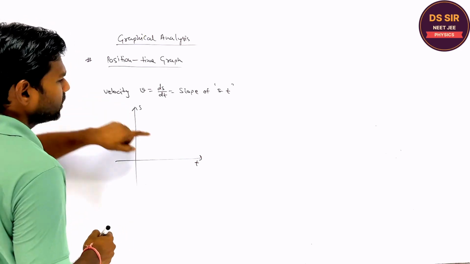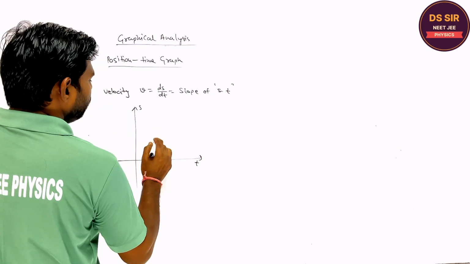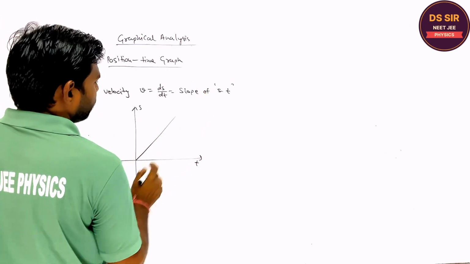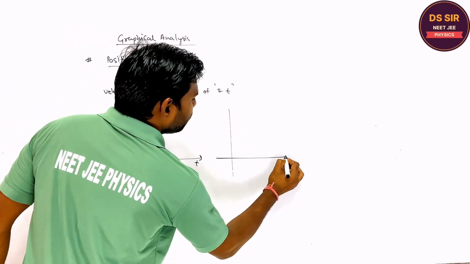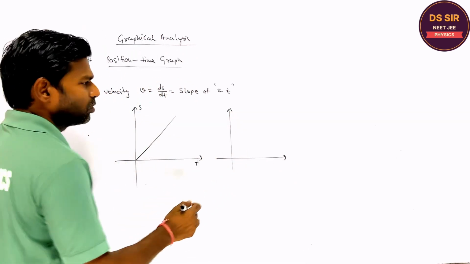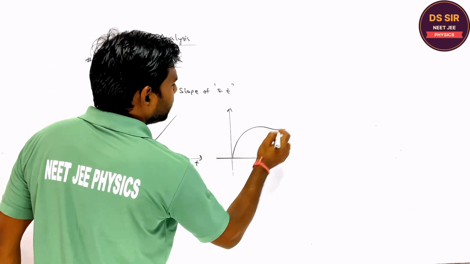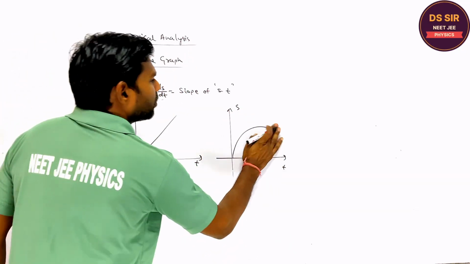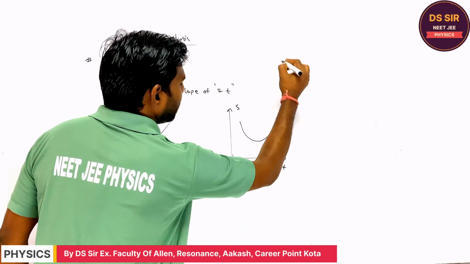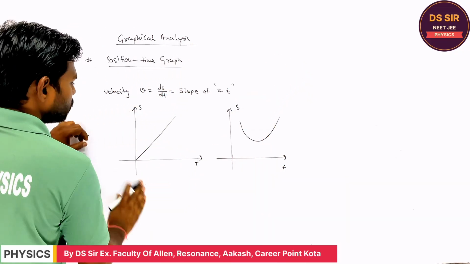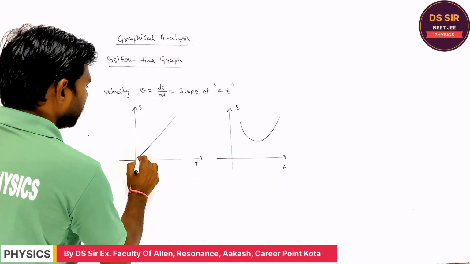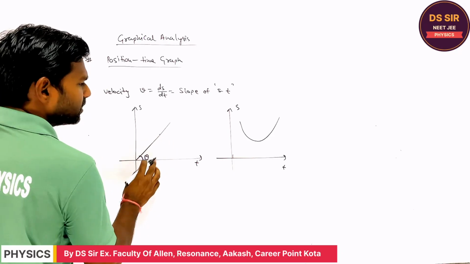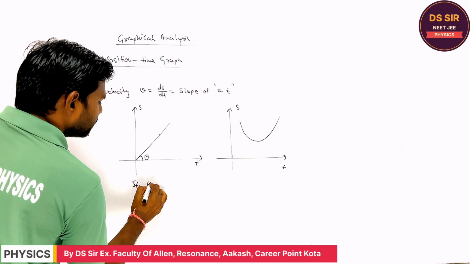S for position and t for time, right? If you think this is the graph, the graph may be a straight line, or the graph may be curvilinear like that. S versus t. Is it clear or not? Or you can make the graph like this. Fine. So if this is S and T and theta, this is a straight line.